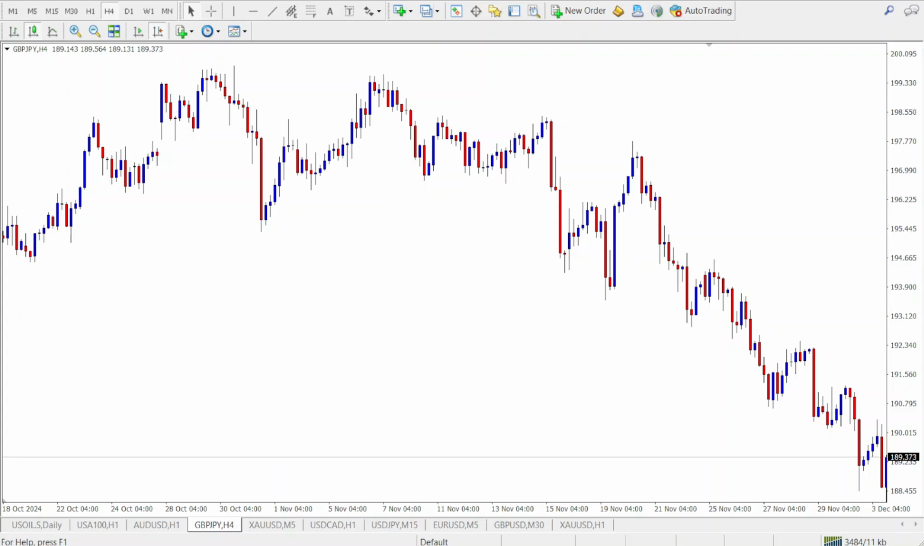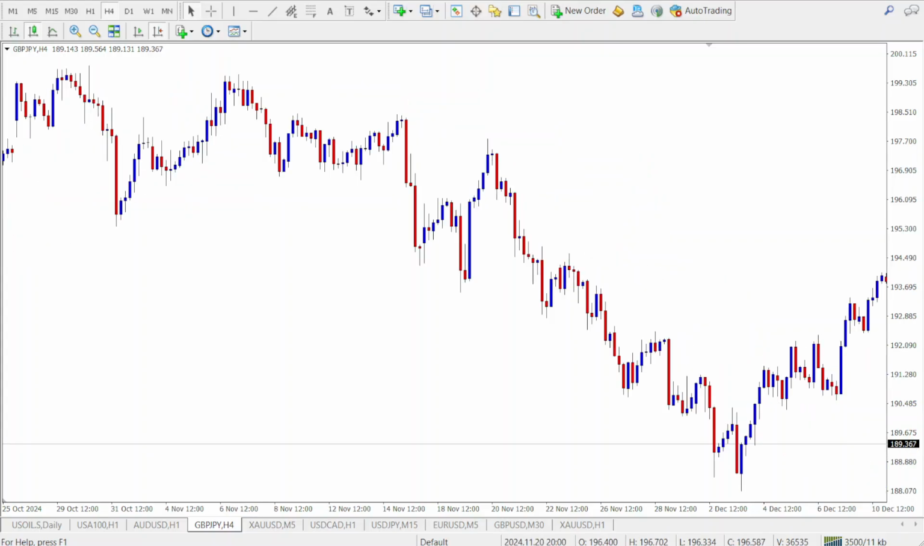Hello traders, have you ever entered a trade only to watch price pull back against you before continuing in the same direction? That's because you entered too late. Now, instead of chasing the market, you need to wait for the perfect pullback.